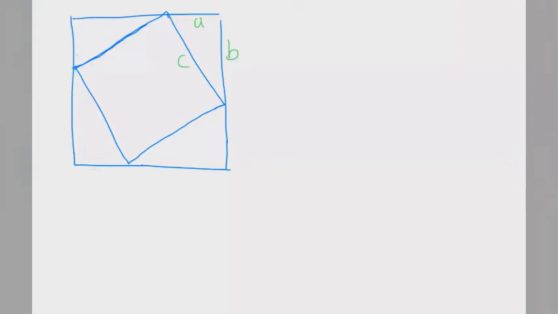Alright, so let's get into our first proof. As you can see, we've got a big square here with side length a plus b, and then we've got a smaller square here inside the bigger square, and it has side length c. How we are going to prove the Pythagorean theorem will be pretty simple.